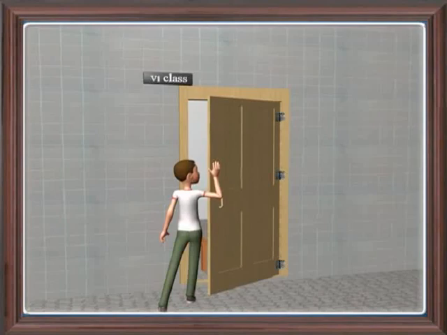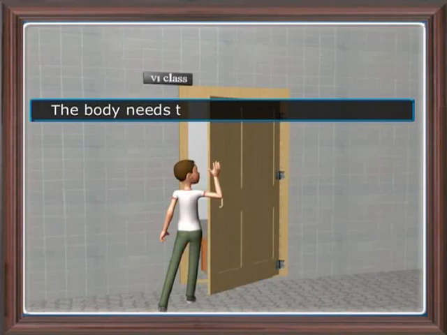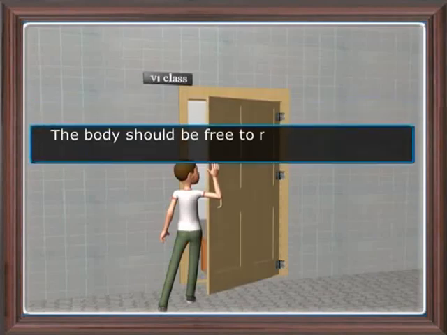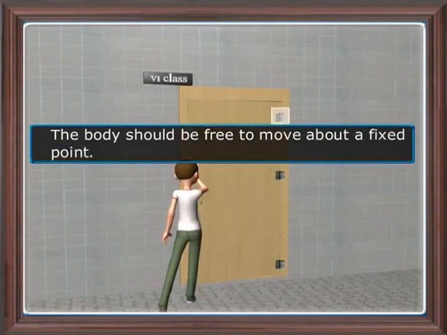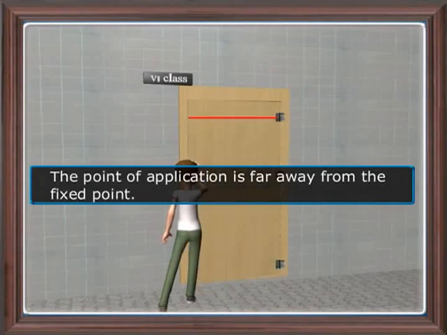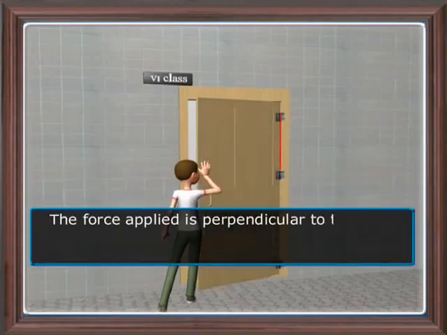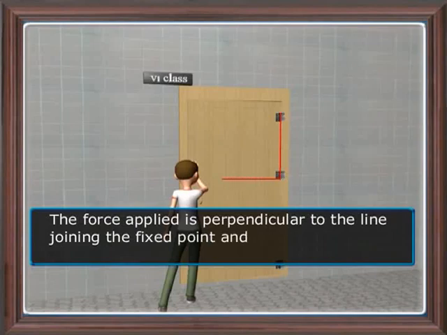We can observe 4 things from the activity that we did above. To produce a rotation about a fixed point, the body needs to be rigid. The body should be free to move about a fixed point. The point of application is far away from the fixed point. The force applied is perpendicular to the line joining the fixed point and the point of application of the force.